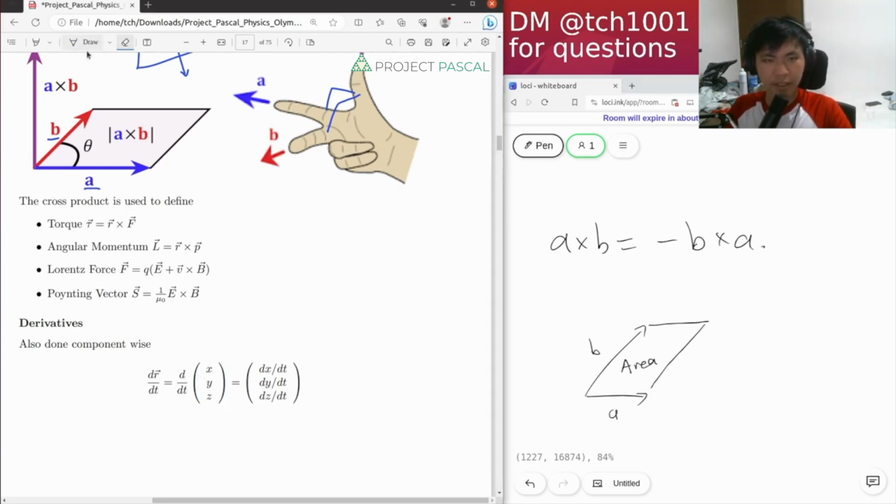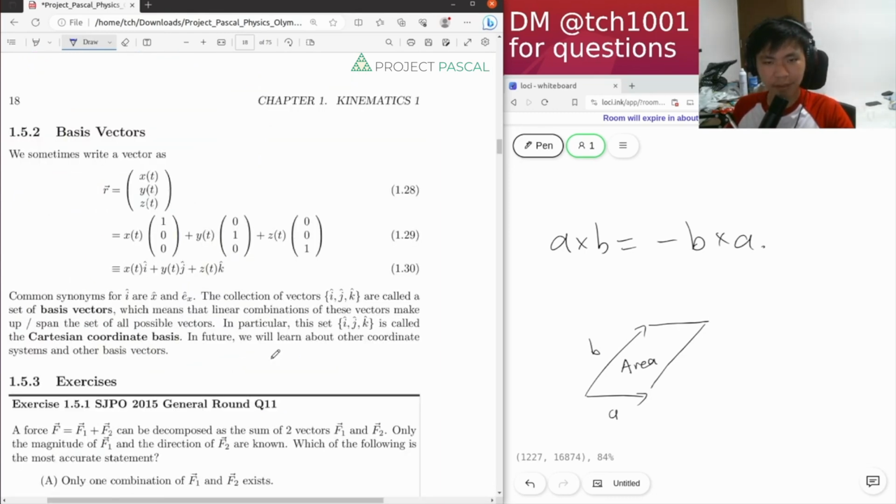So if I have the derivative of this vector x, y, and z, I just apply the differentiation to each of the individual component functions. Lastly, the concept of basis vectors. Basis vectors come in especially useful later on when we talk about rotational motion, because in that case, we're actually working with different basis vectors.